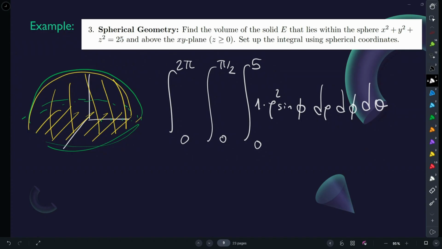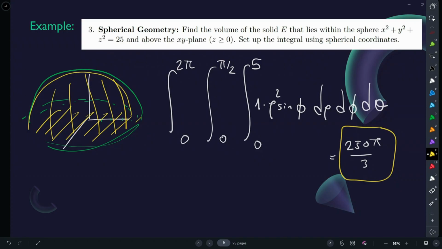Okay? If you do this integral all the way, you get 250 pi divided by 3, which should be half of the volume of a sphere of radius 5. And you can check that works. Any questions on setting up a triple spherical integral?